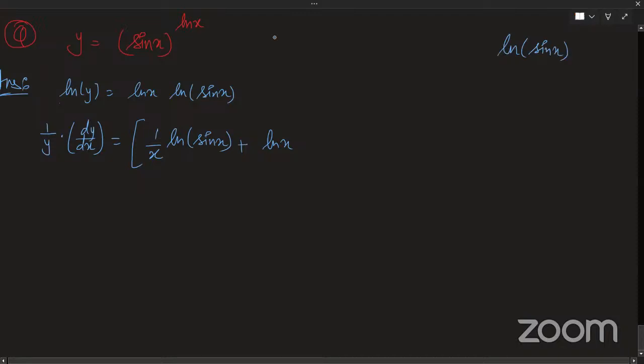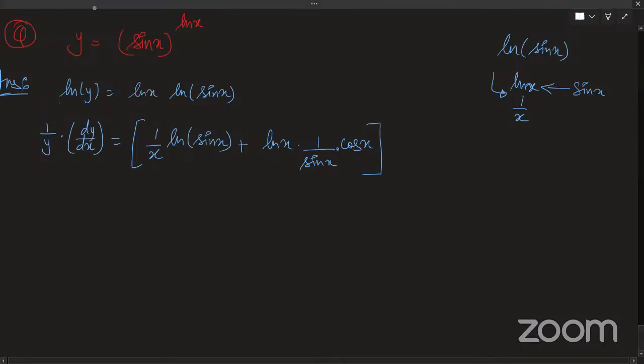1 by sin x, into the derivative of the inside function, which is cos x. Sin x is the function inside ln. So 1 by sin x into cos x. Correct, correct, Vignesh. So I'll get 1 by sin x into cos x. What is 1 by sin x into cos x? It is cos x by sin x, right? Cos x by sin x is cot x. Yes, sir. It is cot x.